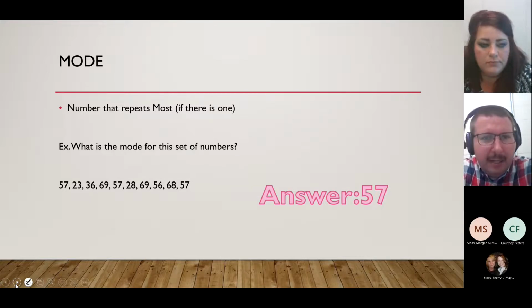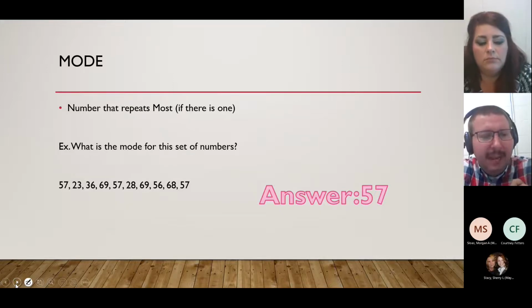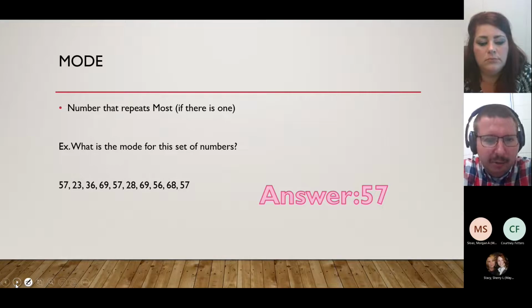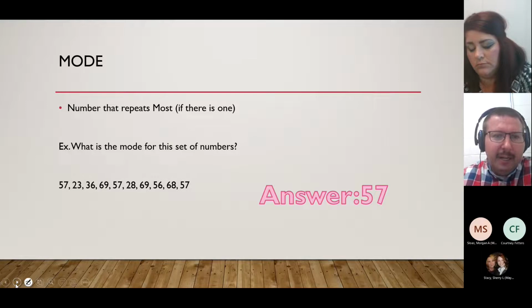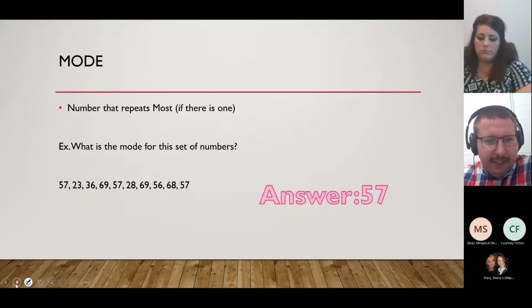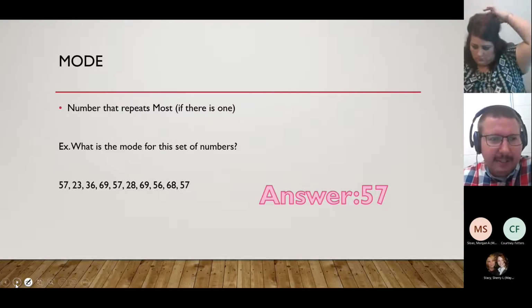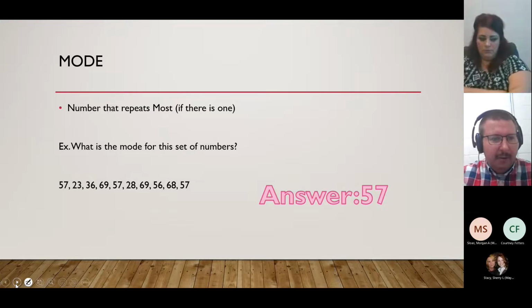Now, if there is not a number that shows up the most, you would write down no mode. Don't put down 0, because 0 is technically a number. If there is no mode, you put down no mode. You may not see that on the GED test, but I'm giving it to you just in case. So here's my next example regarding mode.